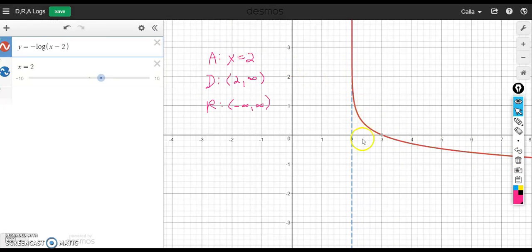However, nothing has really changed. My asymptote is still x equals 2. My domain is still the same. It starts at 2 and goes to positive infinity. And the range is also the same. So it starts down here from negative infinity and it goes upwards towards positive infinity.